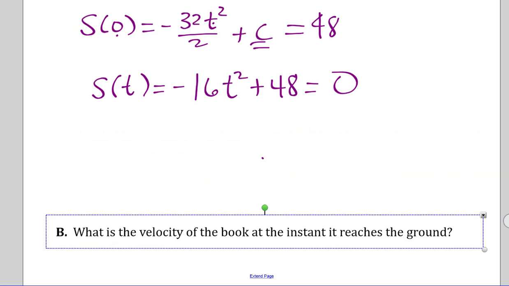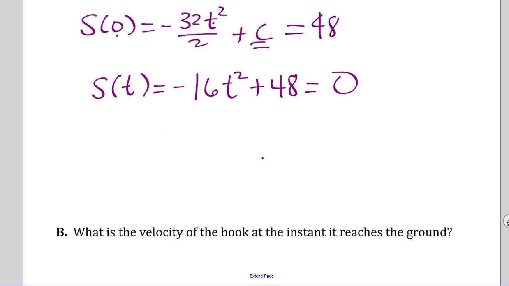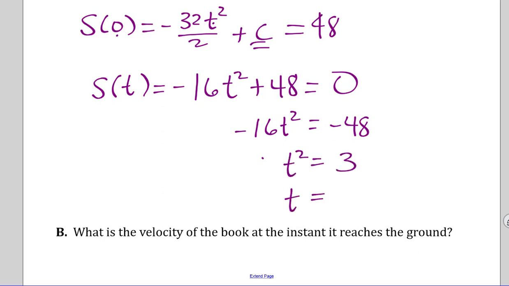And so if we can solve that, we'll have the answer to the time at which your calculus book will have hit the ground. So we got minus 16t squared equals negative 48, or t squared equals 3. So t is going to be plus or minus the square root of 3. Of course, we know we can't have negative time, so the time at which the book hits the ground would be square root of 3 seconds.